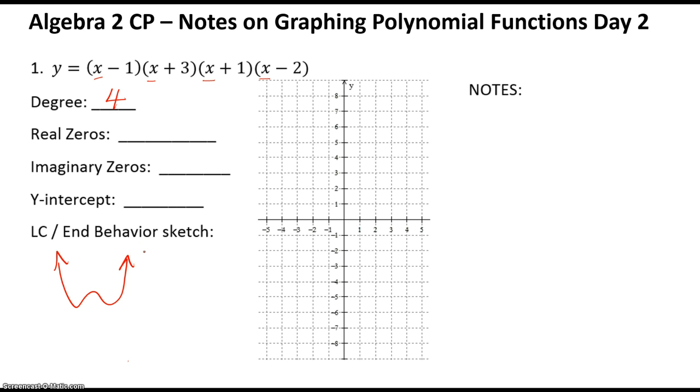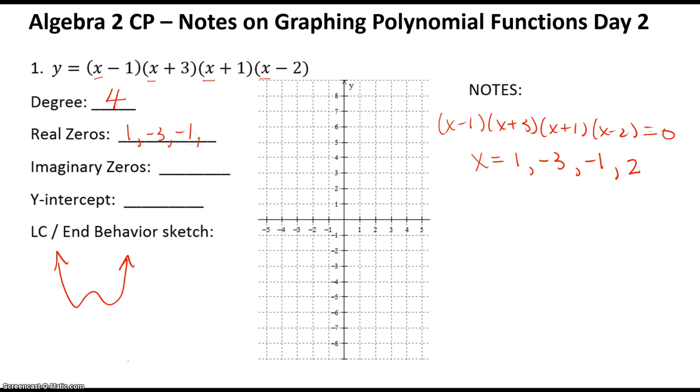Now, in order to get a sketch of that, we need to find our zeros. So to find our zeros, we take our function and set it equal to 0. And we have x minus 1, x plus 3, x plus 1, and x minus 2, set equal to 0. These quantities are all mental math, so what makes this 0 are x equals 1, negative 3, negative 1, and 2. So over here are real zeros: 1, negative 3, negative 1, and 2.